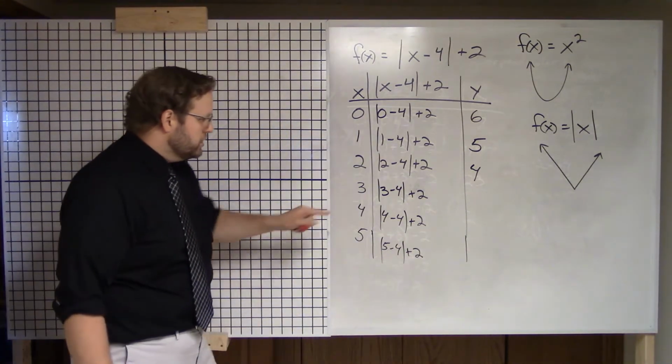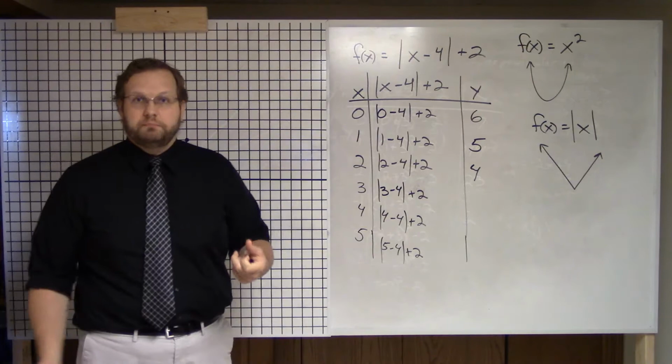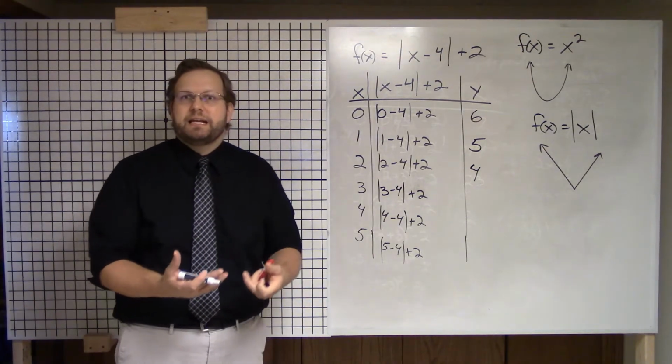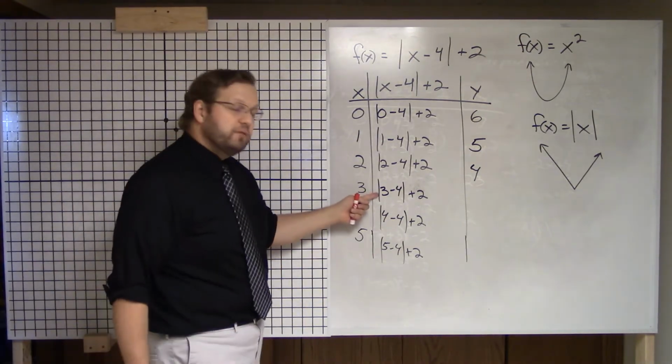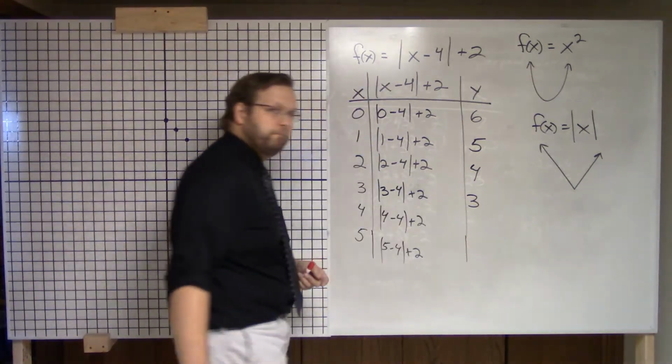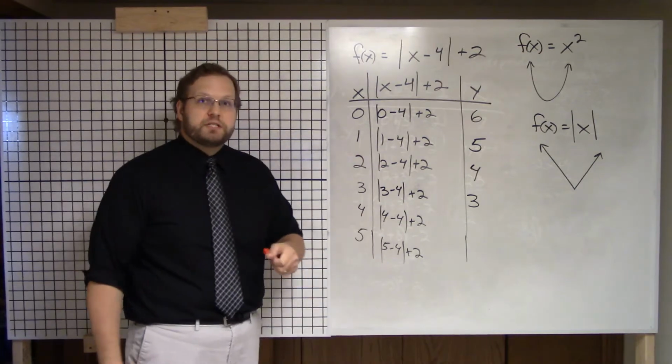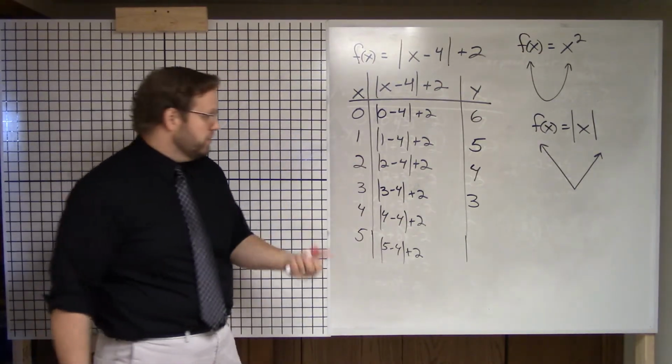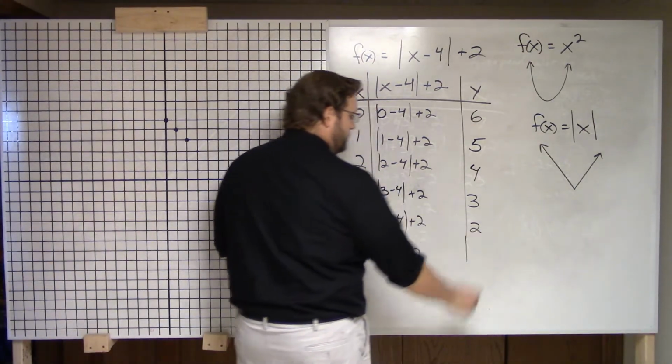Okay, so we have 3 minus 4 is a negative 1. I didn't plug in a negative, but there's a negative in the calculation. Absolute value of negative 1 is 1. 1 plus 2 is 3. 4 minus 4 is 0. Absolute value of 0 is still 0. 0 plus 2 is 2.